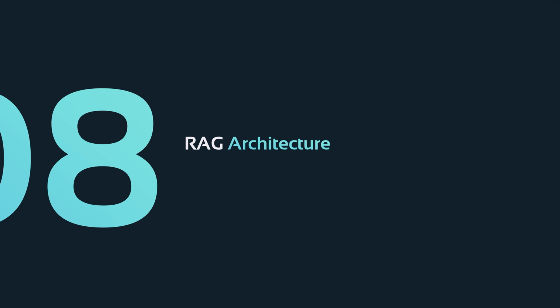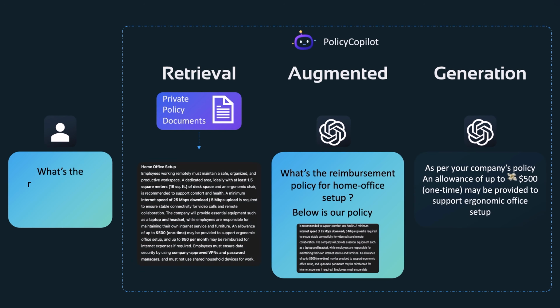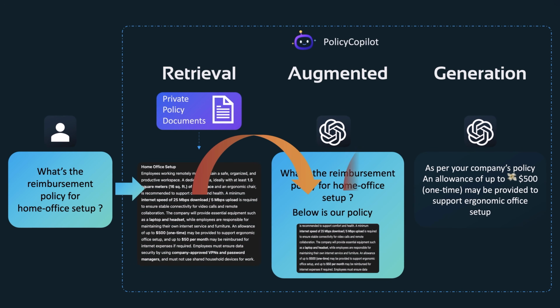Let's now bring it all together to build our RAG system. Now that we understand all the individual components of RAG, that's retrieval, augmentation, and generation, it's time to see how they all work together in a real system. We've been building our policy copilot system piece by piece, but what does it look like when everything is connected and running in production? So we know the basic flow.